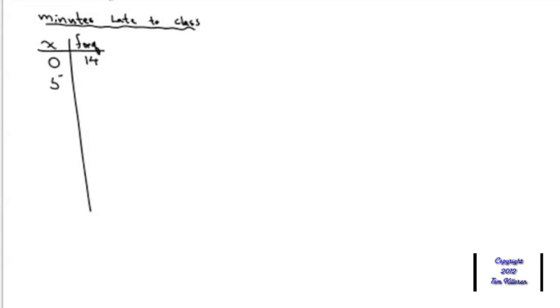Up to 5 minutes late. So this would be anybody that comes 1 minute late to 5 minutes late. Let's say there were 7 of them. 10 minutes late, 5 of them. 15 minutes late, 8 of them. Imagine those students. What are they learning? Nothing. 20 minutes late, shouldn't even have showed up.